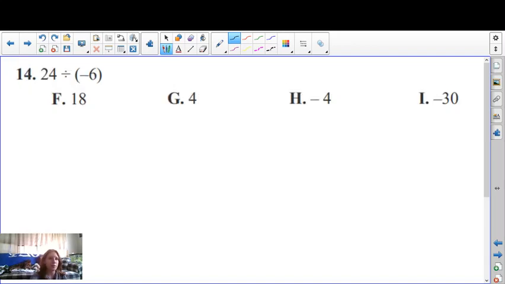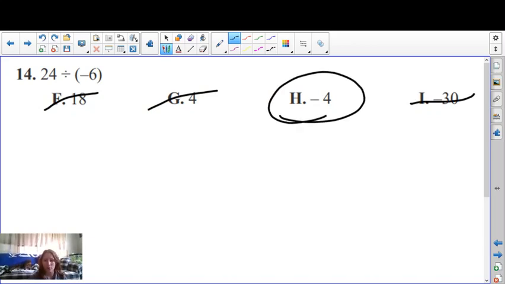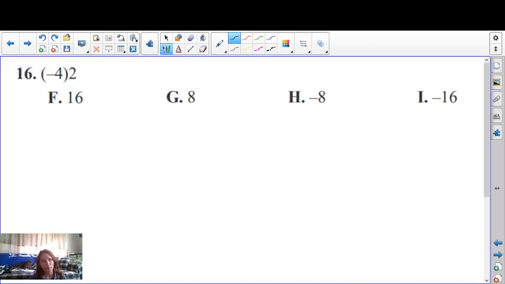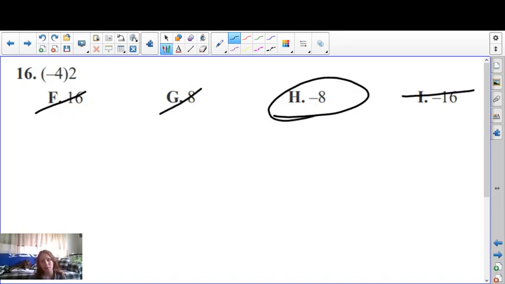Positive divided by negative should be negative, so I'm going to throw out all the non-negatives. And I'm dividing. Dividing should get smaller. So I should have negative 4. 19 minus 11, 8. Negative 4 times 2, again, negative times positive is going to be negative. And I'm multiplying. Oops, that was the wrong thing to do. I'm multiplying, I'm not squaring, so my answer is negative 8.